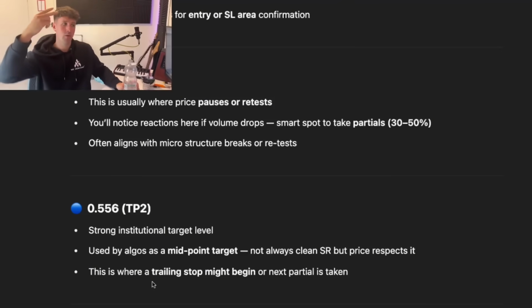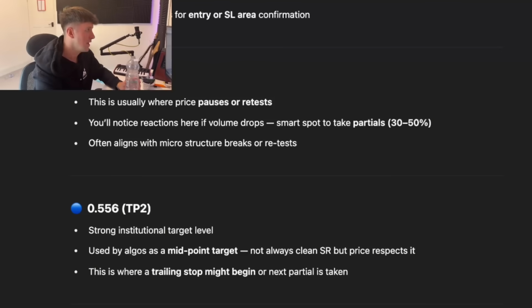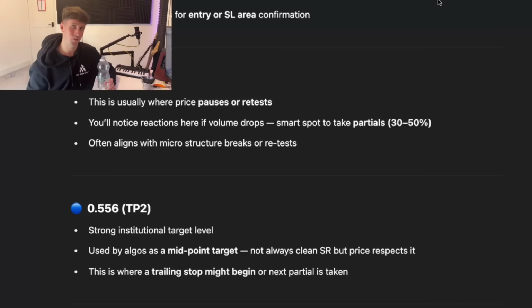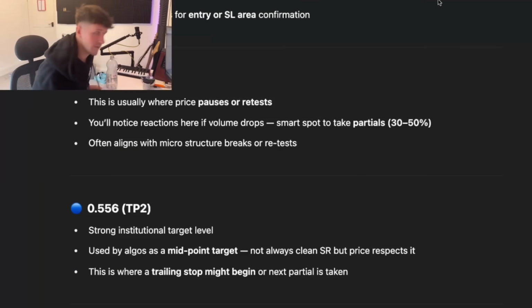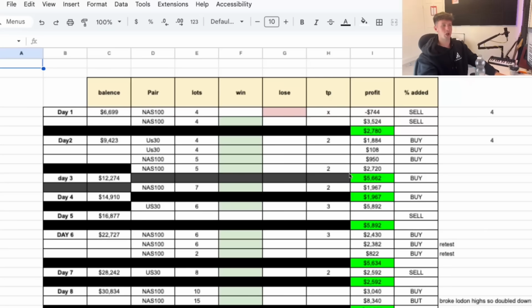Now, target 2, just for reference, in Mamba's trades, whether you're watching him live, whether you're watching him on YouTube, whether we're in the live trade with him, target 2 is usually where he exits the full amount, consistently, which is what I found. So look, I'll show you how I know this.